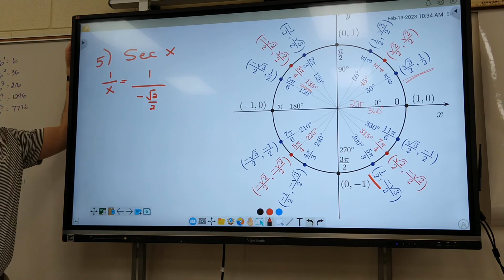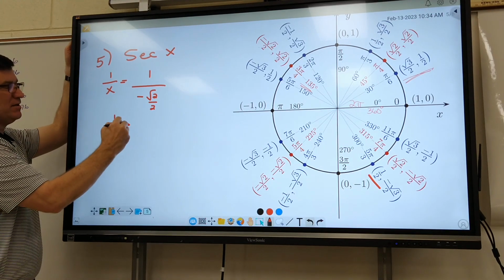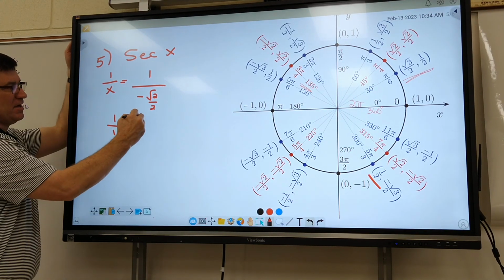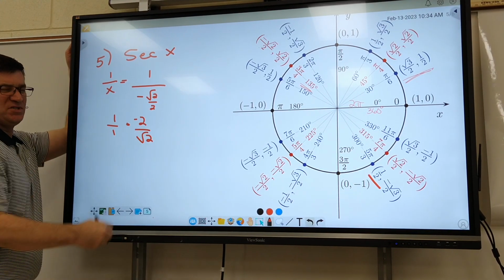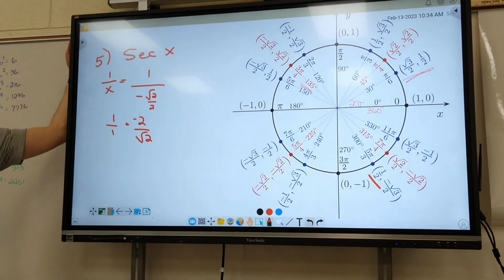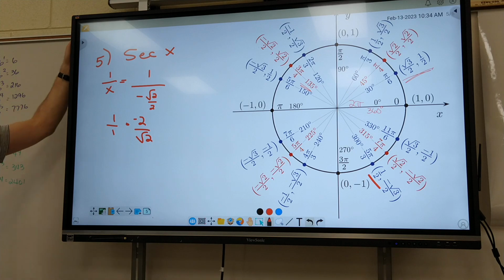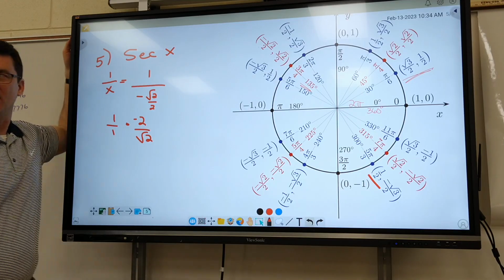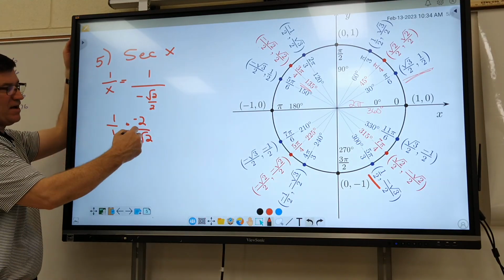Keep, change, flip, right? 1 over 1 times what? Negative 2 over root 2. Hey, didn't we just do this? Look back at number 4. So that should be negative. Matthew says the answer is just going to be negative root 2. All right, good.